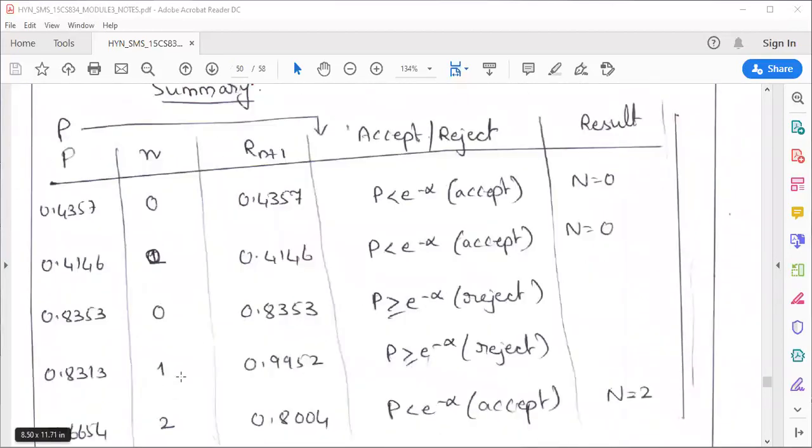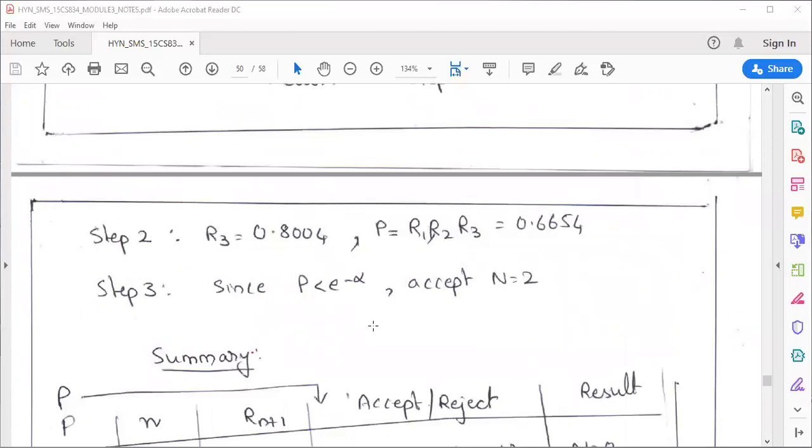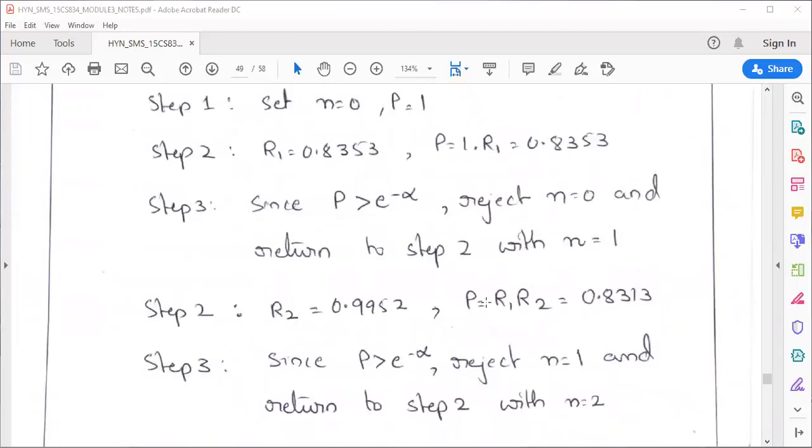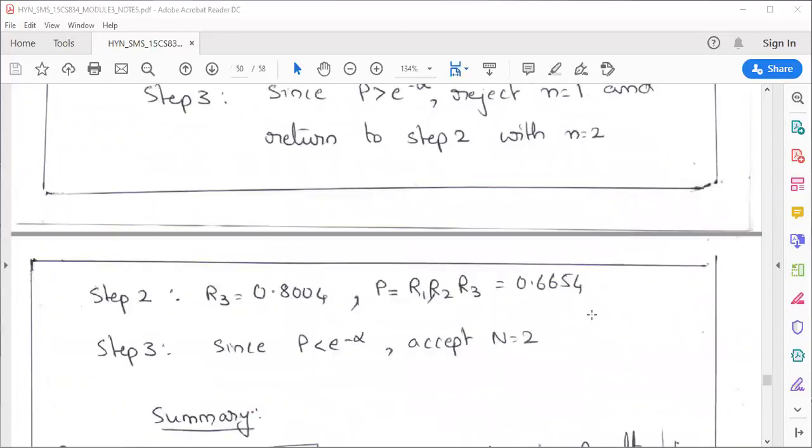So n is equal to 1. What was the next random number? 0.9952. What was the value of p? We multiplied 0.8353 into 0.9952 and got 0.8313, right? So again we got p greater than or equal to e power minus alpha, so again we rejected. In this step also we have rejected when it is 0.8313.